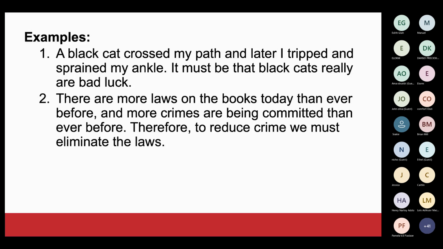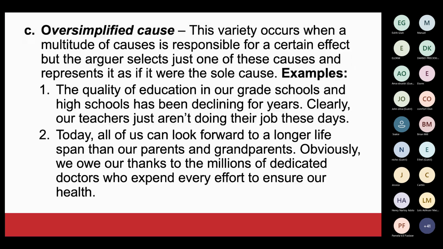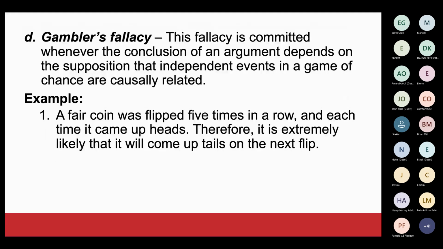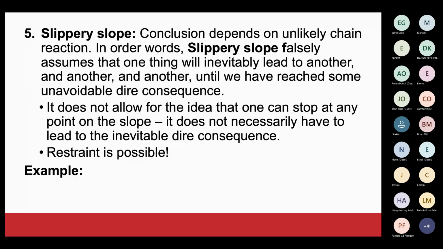Therefore, to reduce crime, we must eliminate the laws. So you see, again, this is absurd, right? Pro-causa, non-causa, or non-causa, pro-causa is absurd. Then we have oversimplified cause. So it's just closer to the two, right? So let me move on quickly to slippery slope.